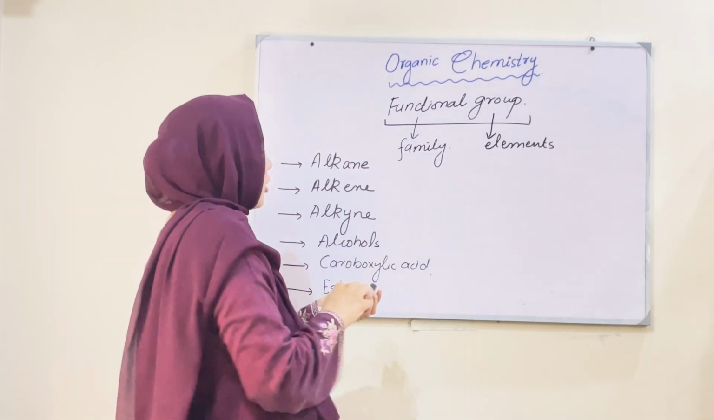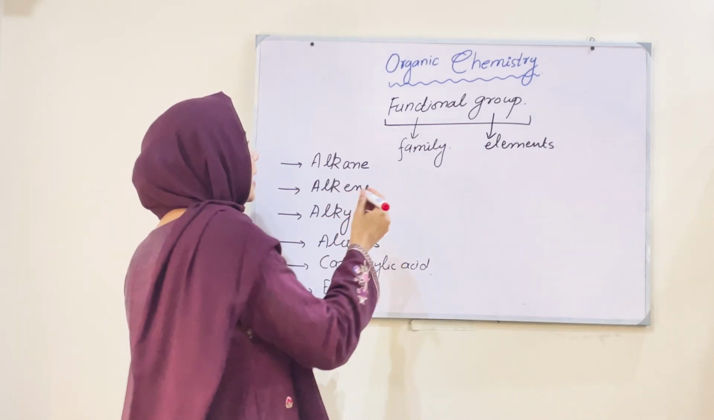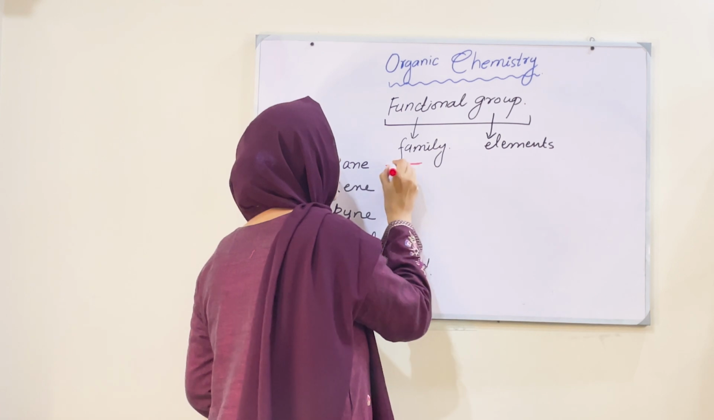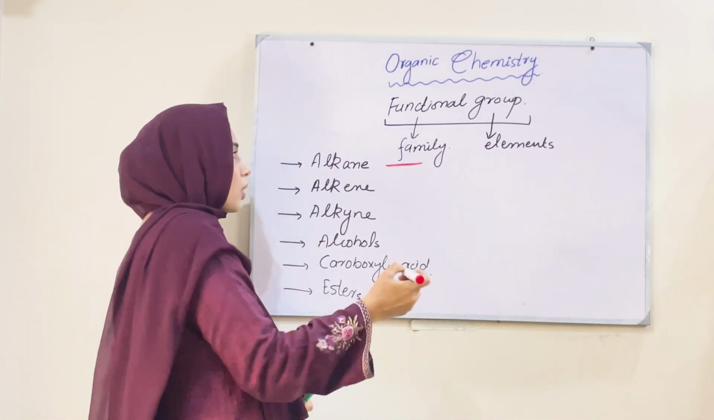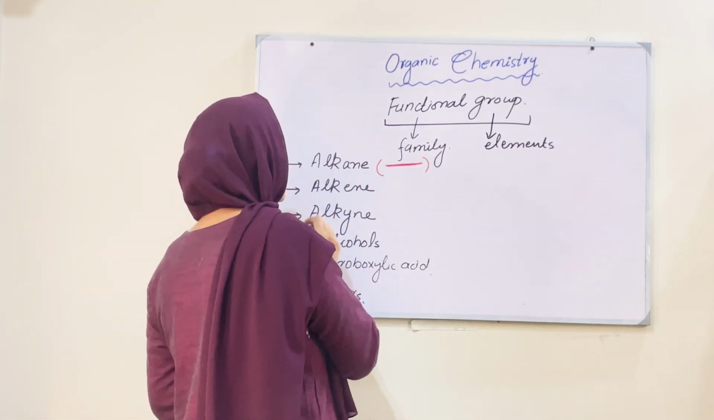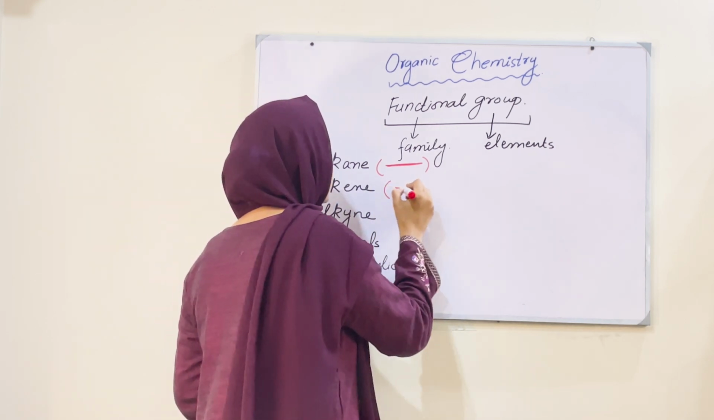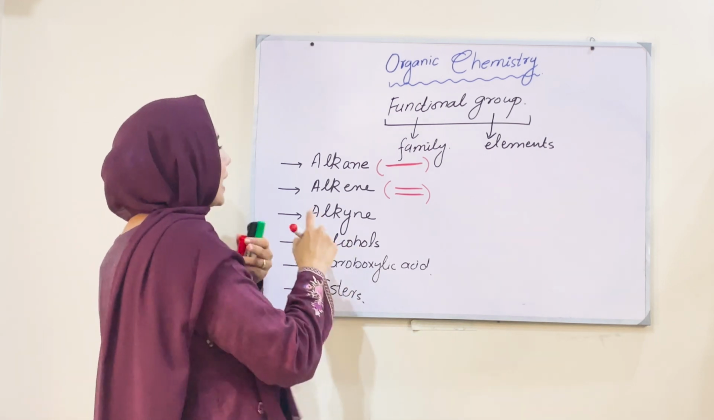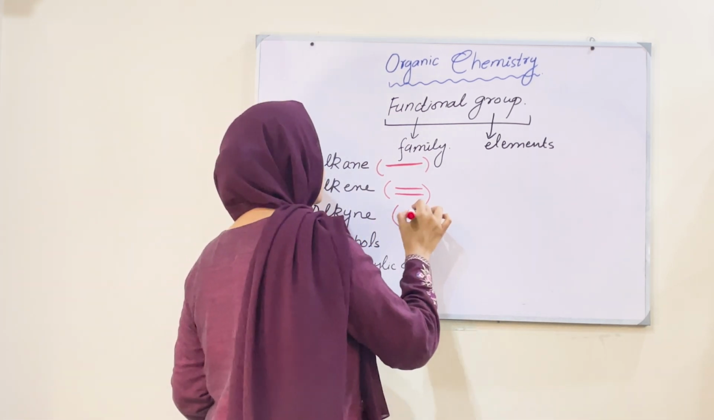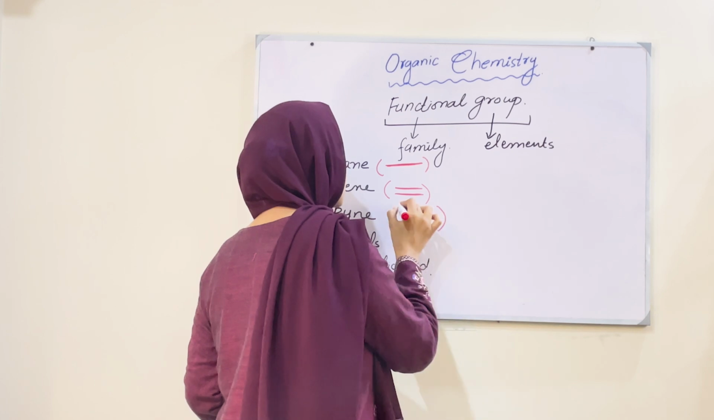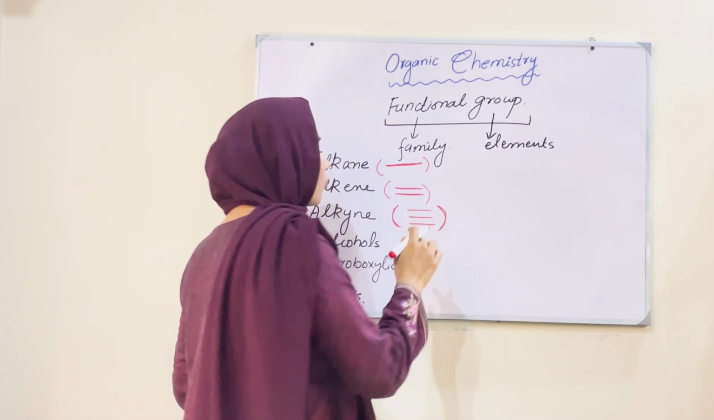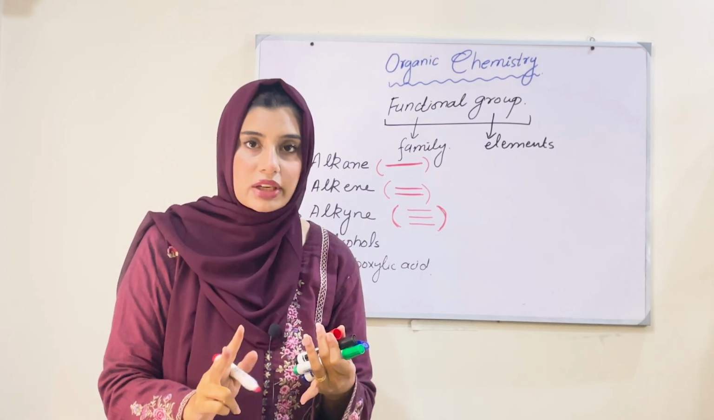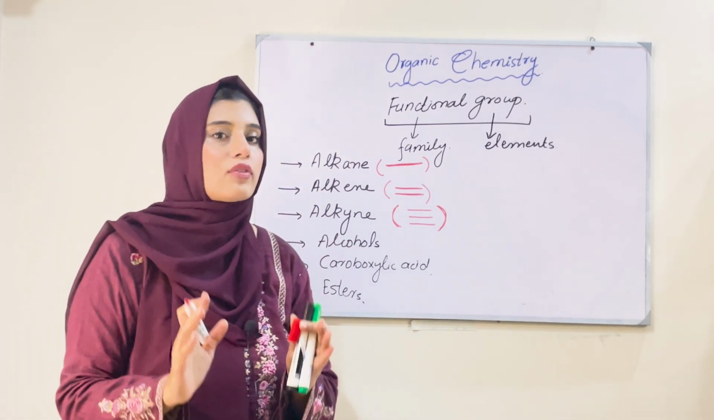For example, if I talk about alkane, so alkane will have one covalent bond throughout the compound. It will have only one covalent bond throughout the compounds of this family. Then if I talk about alkene, it will have two covalent bonds in the whole family. Then if I talk about alkynes, it is representing three covalent bonds throughout. Alkane, one covalent bond, alkene, two covalent bonds, and alkynes, three covalent bonds.